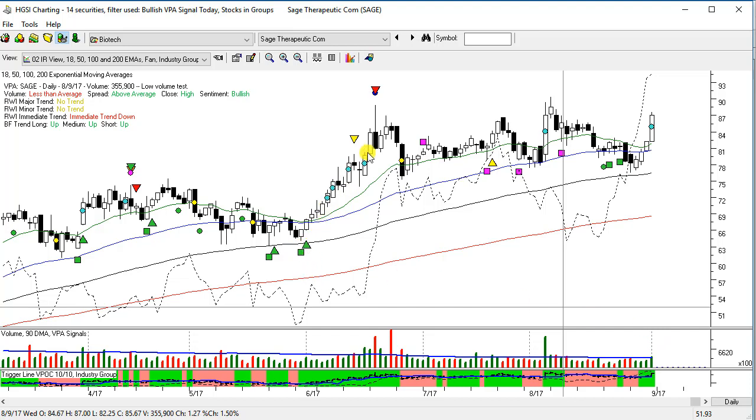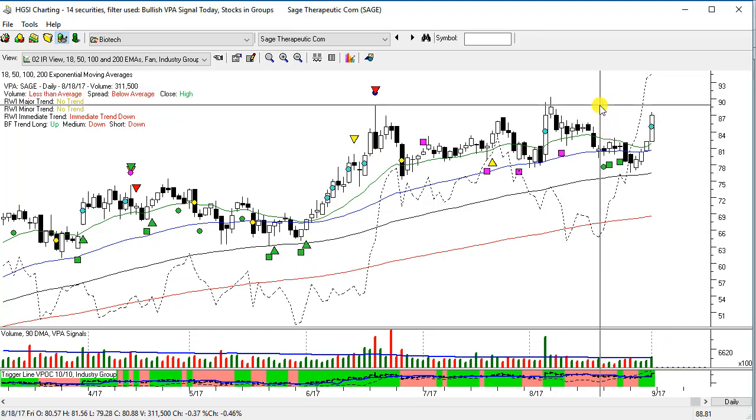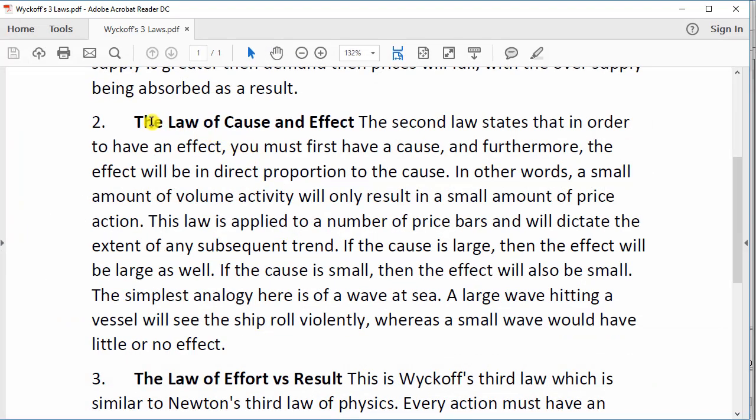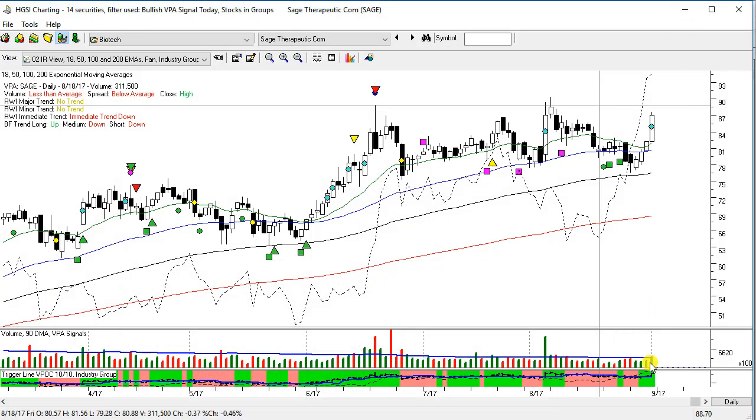Now, I don't know if we're going to get a run like this. Nobody knows. We have to get past this resistance area here. But suddenly, we went from a supply situation to a demand situation. And if I bring this back up, this exhibits the law of cause and effect. What is the cause? The volume is the cause, but will that be sustained?